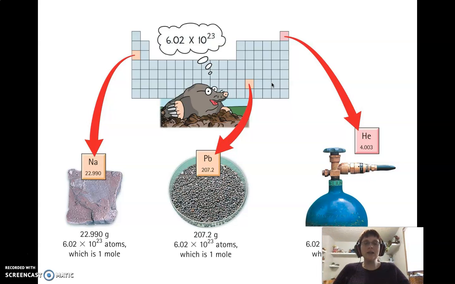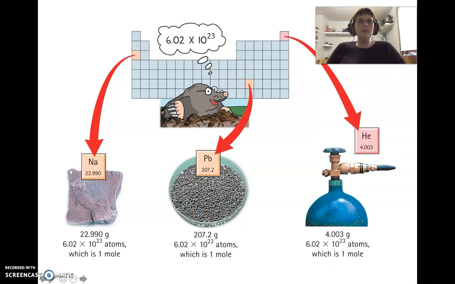So if we look at the periodic table, there's our little mole. So remember 6.02 times 10 to the 23rd. So what we're looking at as far as the mole is this. So if you look at your periodic table and look at helium, helium's atomic mass is going to be 4.00. Oh, on ours it's 4.0026. So they've rounded theirs to 4.003.